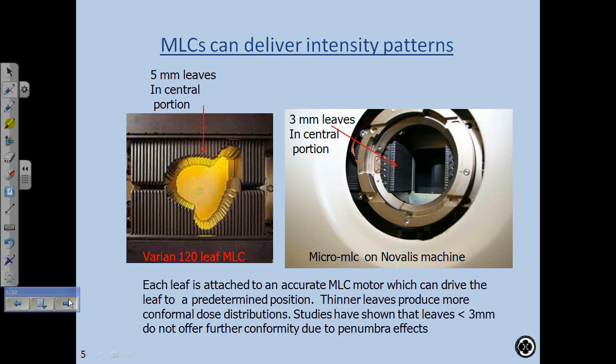As MLCs move throughout the field during beam on time, they can change the distribution of dose, right? Because when they're in one spot, they're attenuating, and then they can move and then attenuate in another spot. And so that pattern, that movement and that selective attenuation can create a fluence of dose. Now, it takes a lot of computing power, and it takes a lot of smart people to come up with the positions of the leaves to create the fluence that you want.